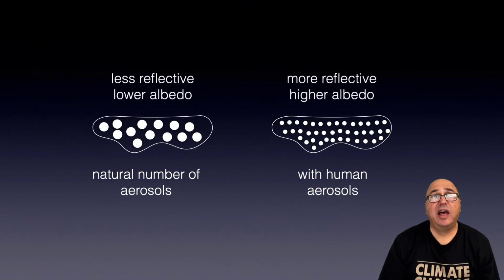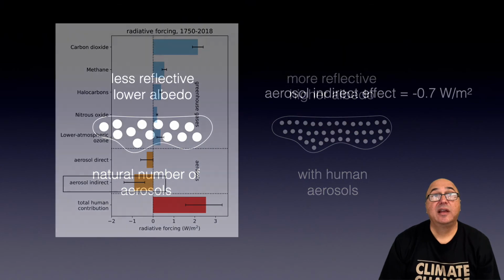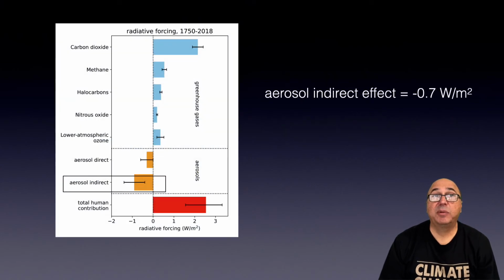It turns out that a cloud containing smaller droplets is more reflective than one containing large droplets. Thus, as humans add aerosols to the atmosphere, cloud particles get smaller and clouds get more reflective. This also increases the albedo of the planet and generates an additional negative radiative forcing, which is referred to as the aerosol indirect effect. This number is hard to measure, but our best estimate is that it is about minus 0.7 watts per square meter.